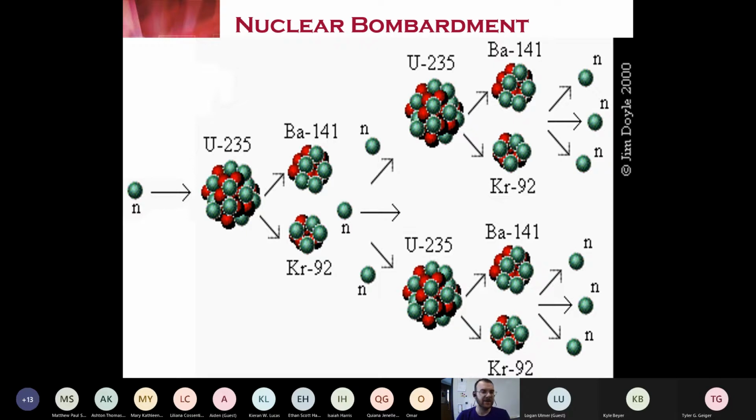I can. Okay, so basically, if you can see this animation, if you download it, the neutron smacks into this, causing the thing to break apart.